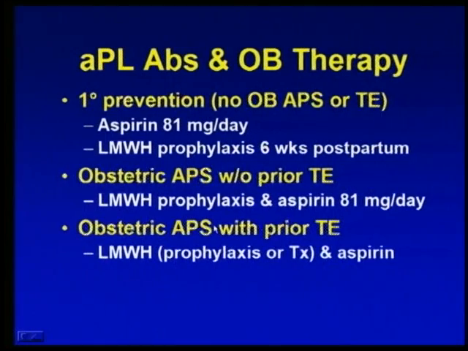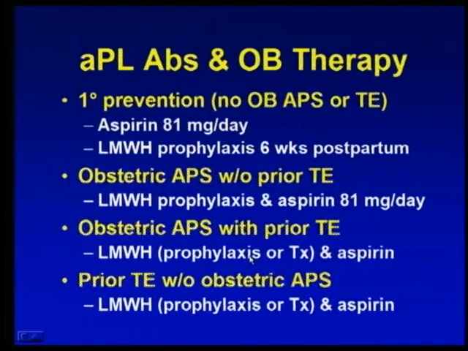If that woman has had not only pregnancy complications but has also had a prior thromboembolism, we would also combine aspirin with low molecular weight heparin. But if the woman is on chronic anticoagulation, we would have her on therapeutic doses of low molecular weight heparin rather than preventative doses. And those patients who have had prior thromboembolism with their antiphospholipid syndrome but no miscarriages, we again have them on aspirin and low molecular weight heparin.